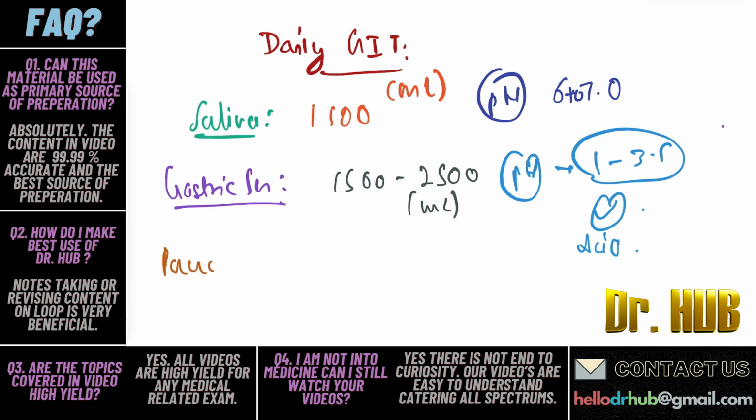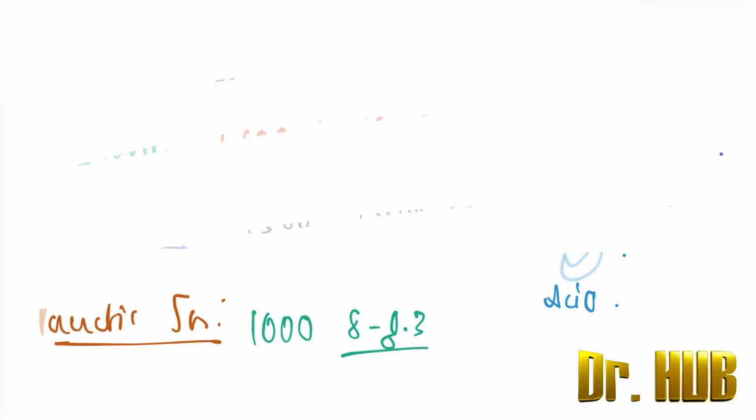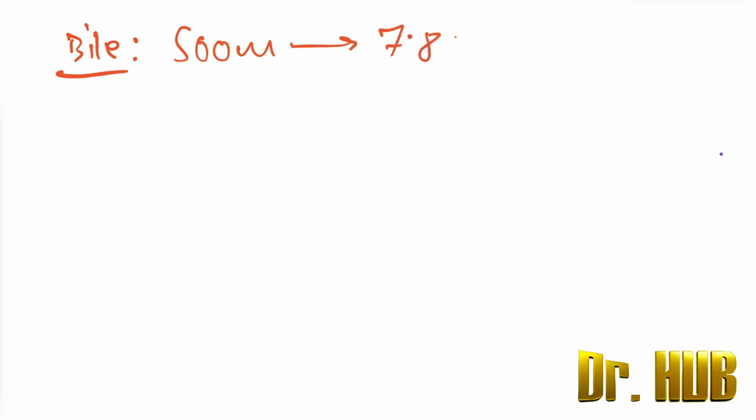Next we look at the pancreatic secretion. The volume is 1000 ml, and the pH is about 8 to 8.3. It is not acidic. Next, we look at bile. How much bile is secreted? Bile is secreted about 500 ml, and the pH is 7.8.